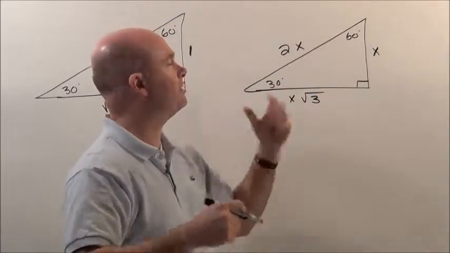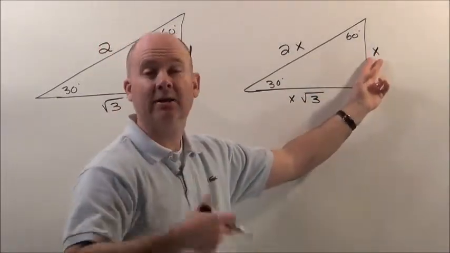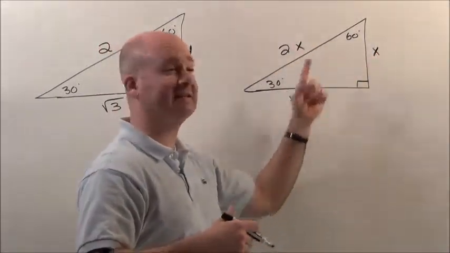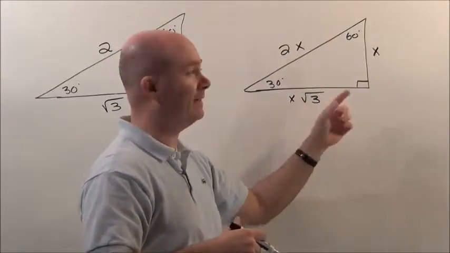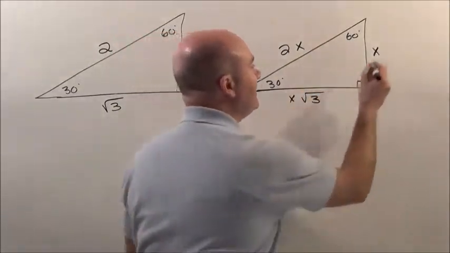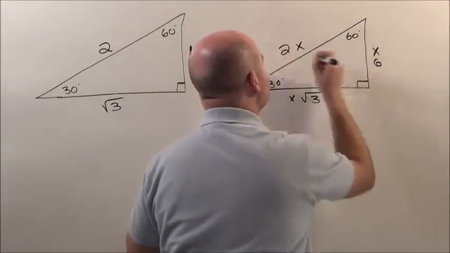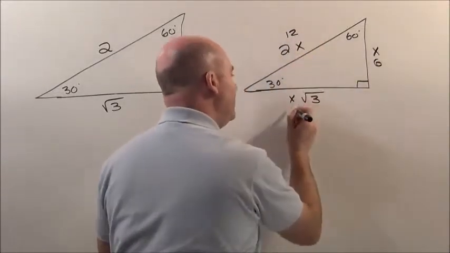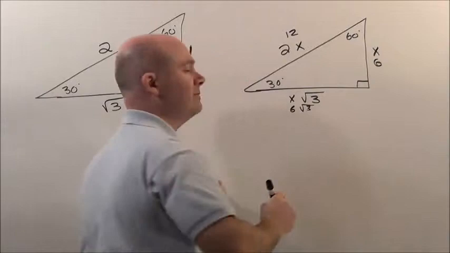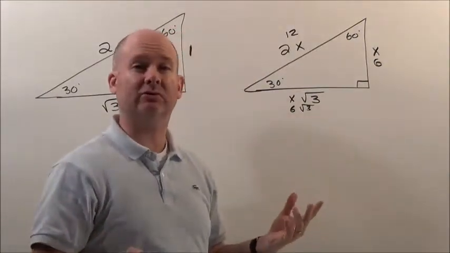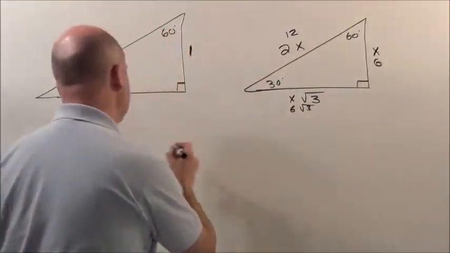Now, this should help us whenever we're given the short side. We can always get the other two sides, the hypotenuse and this long leg here. Again, let's just say it were a 6, this would be 2 times 6, 12, and this would be 6 times the square root of 3, and we would have our answers. So that's all great and dandy.